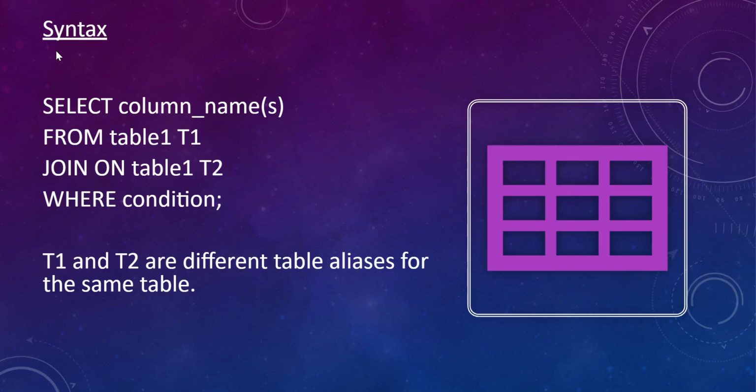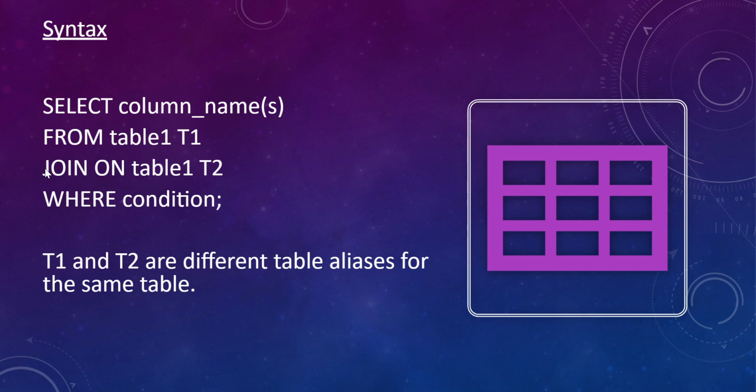Now coming to syntax, it is very similar to other types of join. It's just that after FROM and after JOIN, we mention the same table. However, we give different aliases to it because we treat them as different, although they are the same table. The syntax is: SELECT the columns you want FROM table1 T1 JOIN table1 T2 ON condition. Here T1 and T2 are different aliases for the same table.